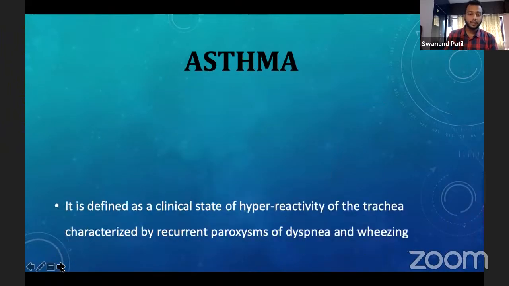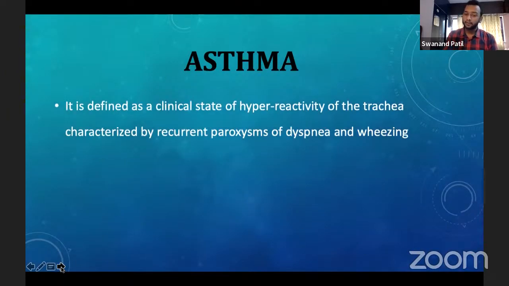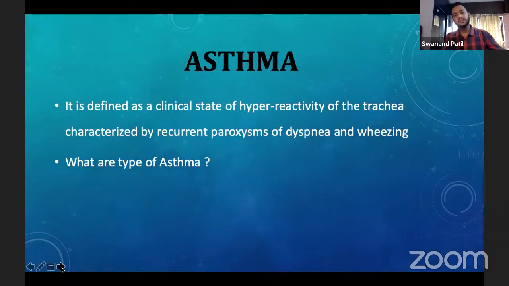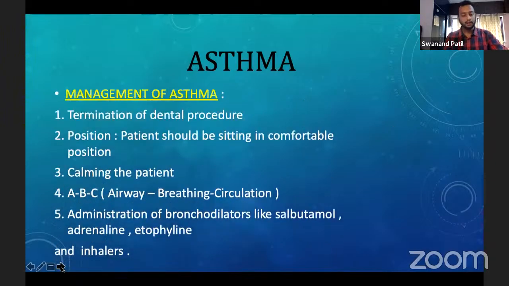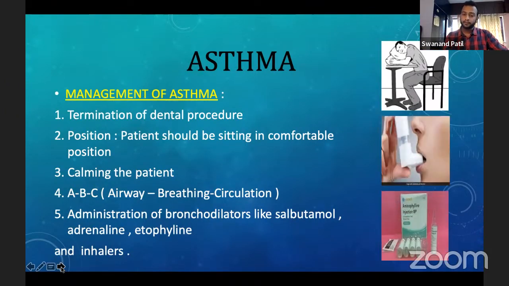Next is asthma. Asthma is a clinical state of hyperreactivity of the trachea. There are two types of asthma, intrinsic and extrinsic. The first being the allergic and the second being respiratory disorder related asthma. Status asthmaticus is the clinical symptoms. Management: placing the patient in supine, ABC, administration of bronchodilators like salbutamol, adrenaline, etophylline.